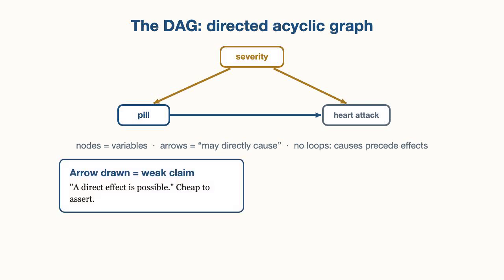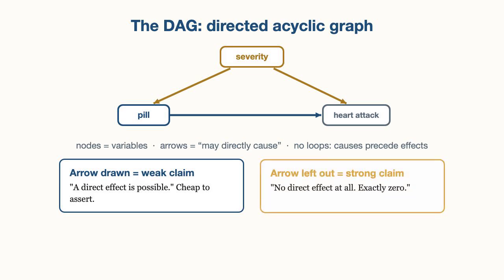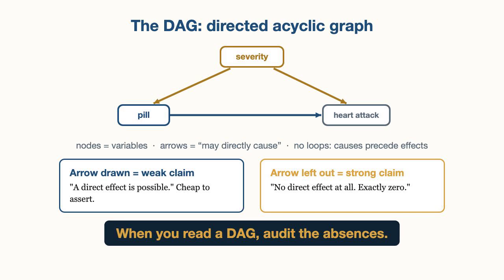Now, the part everyone gets backwards. An arrow you draw is a weak claim. A direct effect is possible. An arrow you leave out is the strong claim, no direct effect at all. Exactly 0. So when you read someone's DAG, audit the absences. One more thing, a DAG is causal, not statistical. Arrows have direction. No correlation matrix can tell you which way they point.